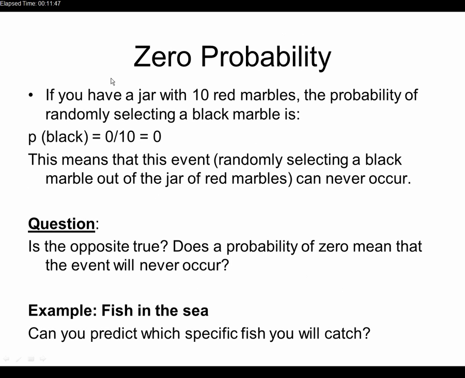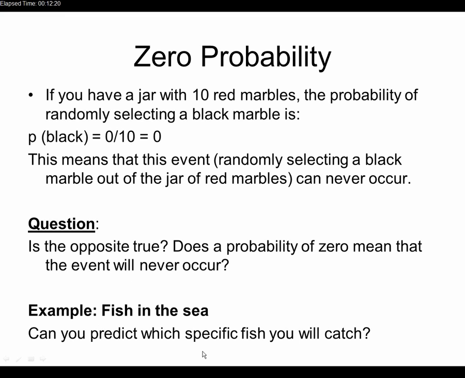Now, zero probability. What is that? If you have a jar with 10 red marbles, the probability of randomly selecting a black marble is 0 divided by 10, because there are no black marbles in there, so it equals 0. This means that the event, randomly selecting a black marble out of a jar of red marbles, just can't occur. Question: is the opposite true? Does a probability of 0 mean that the event will never occur? What do you think? Give me a yell and let me know.